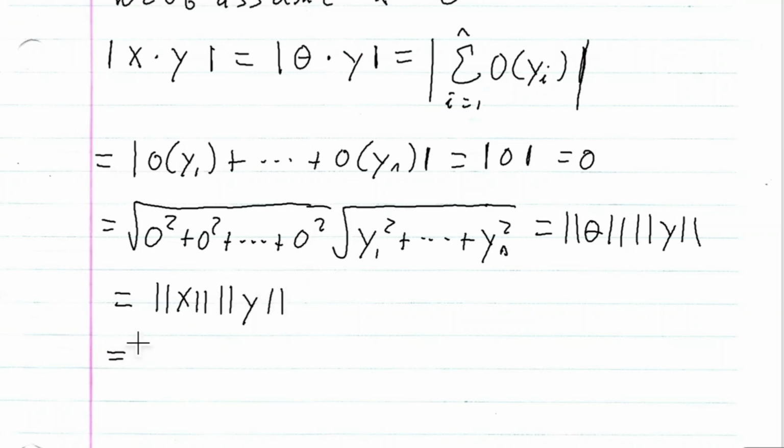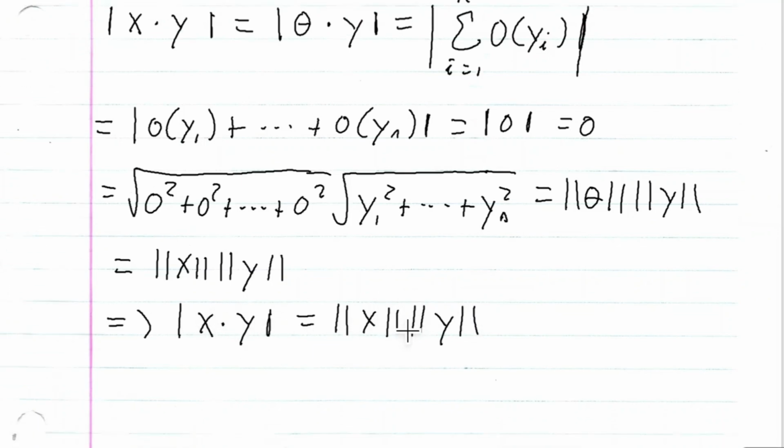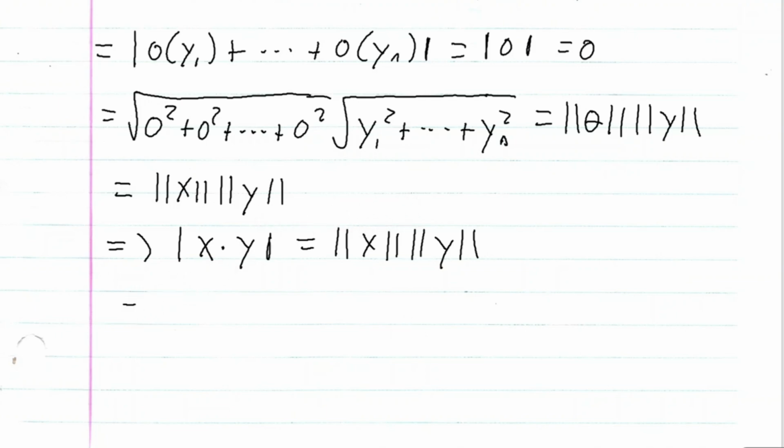So we've shown that the absolute value of x dot y is equal to the norm of x times the norm of y whenever one of these is the 0 element. So surely if these are equal, then we have our inequality that the absolute value of x dot y is less than or equal to the norm of x times the norm of y.